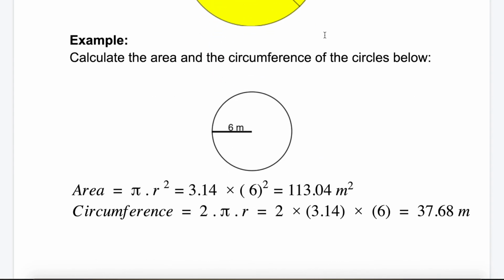Example, here I gave you the radius, so the area is pi times r power 2, which is 3.14 times 6 power 2. 6 power 2 is not 12, it's 36. So the answer is 113.04 meters squared. For circumference, 2 pi r, I don't use pi d because I don't have the diameter here, I have the radius. 2 times 3.14 times the radius, 37.68 meters.